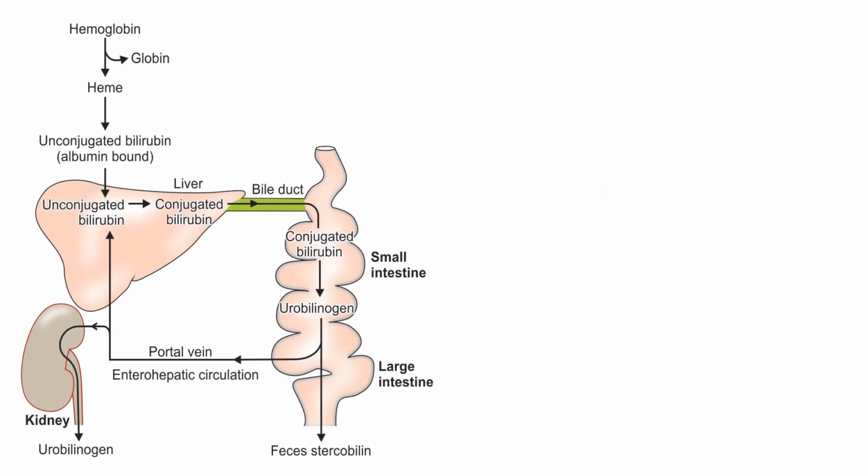This is the picture of bilirubin metabolism. As we have discussed, bilirubin is the end product of heme catabolism. As such, this bilirubin is water insoluble. To make it water soluble, conjugation occurs in the liver with the help of glucuronic acid, which leads to the synthesis of bilirubin diglucuronide. This bilirubin diglucuronide is excreted in the bile, and from the bile it enters the small intestine. In the intestine, it is reduced by intestinal bacteria to urobilinogen. So this is the picture of bilirubin metabolism.